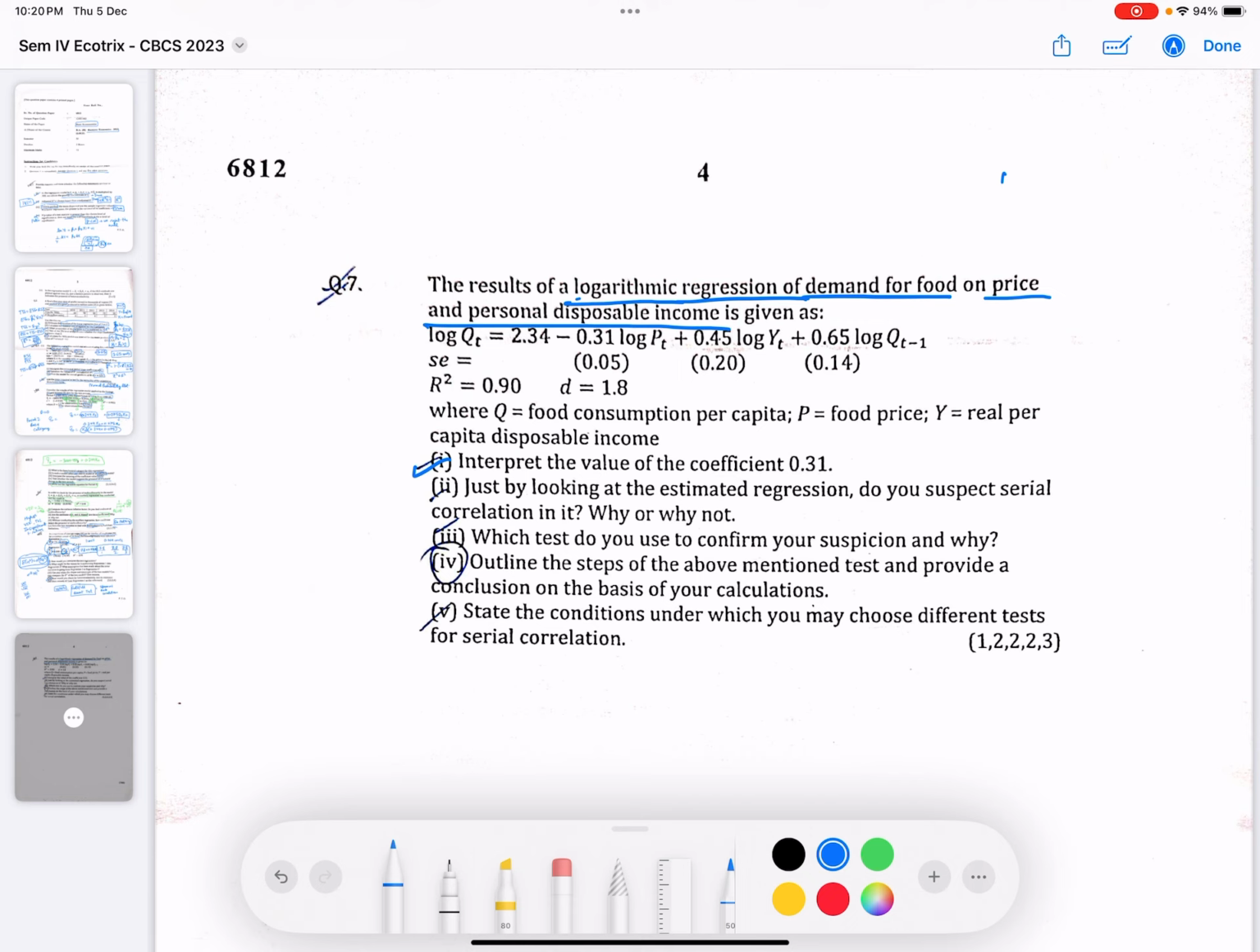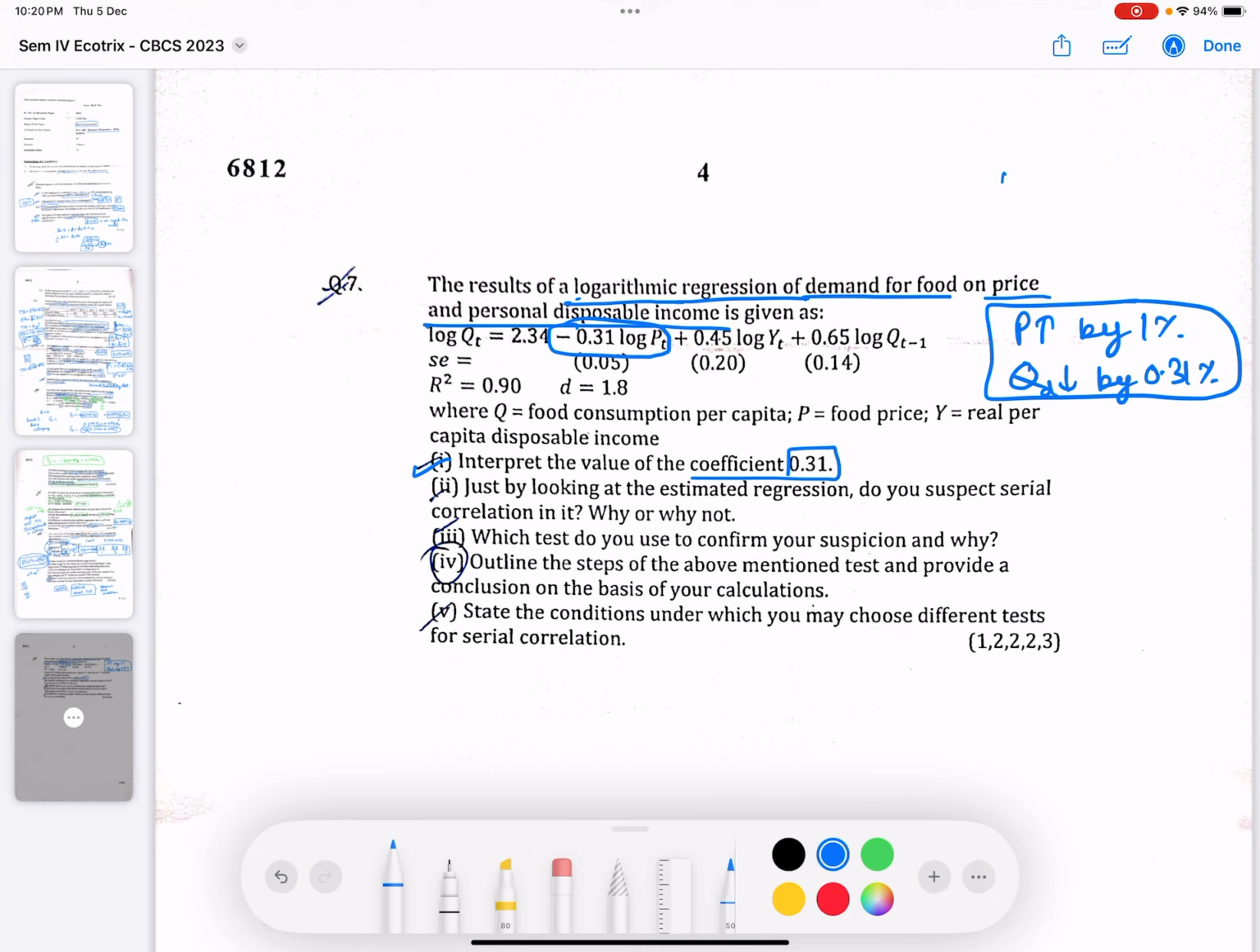Interpret the value of the coefficient 0.31. Sorry. This is a negative sign, which states that if price increases by 1%, quantity demanded would fall by 0.31%.